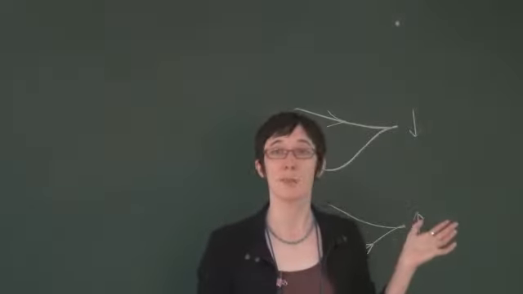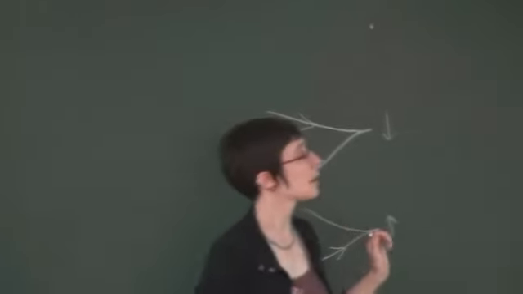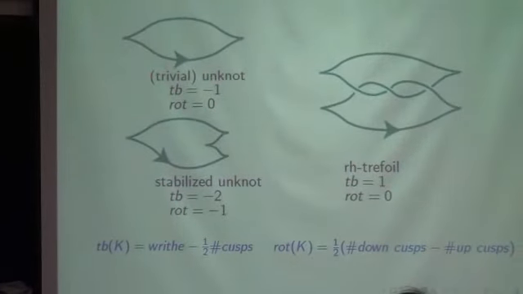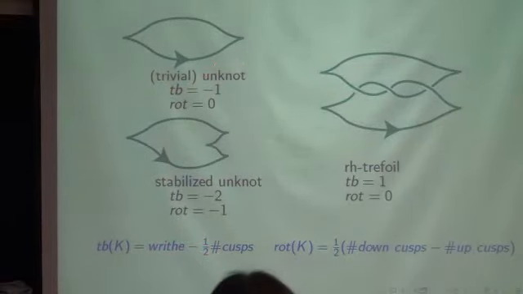So let's look at a couple examples. Here's the simplest unknot. This is the one we saw before. Now the Thurston-Bennequin number is the writhe minus 1/2 the number of cusps. So here the writhe is 0, and we have 2 cusps. So we get the Thurston-Bennequin number is -1. And then the rotation number is up cusps minus down cusps. If we look at this, we have an up cusp here and then a down cusp here. So we get rotation 0.